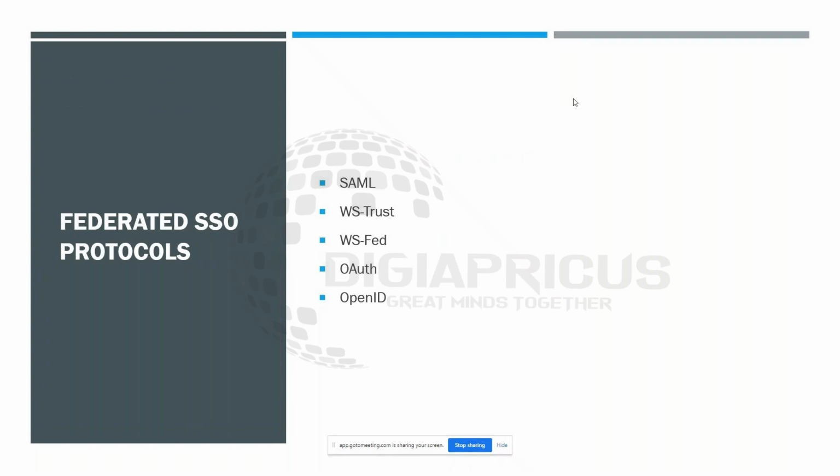Okay, so SAML is one of the most widely used protocols. If you want to enable federated single sign-on, SAML is the most widely used everywhere. Not only in America or the UK, everywhere you go, if you want to enable single sign-on, SAML is the first solution they will go with.